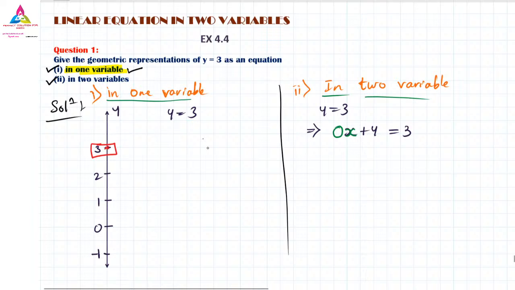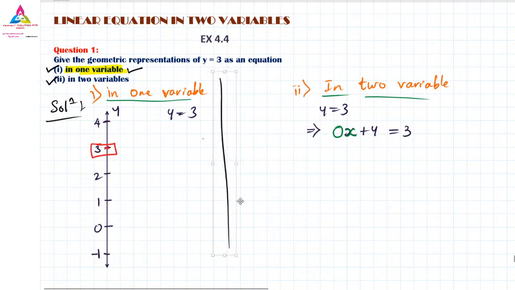If you want, you can write 4 also, but no need to mark that point. You have to mark only positive 3. Any doubt? Yes, very, very easy it is. I have told you, exercise 4.4 is not tough. Now let us move on to the next question.